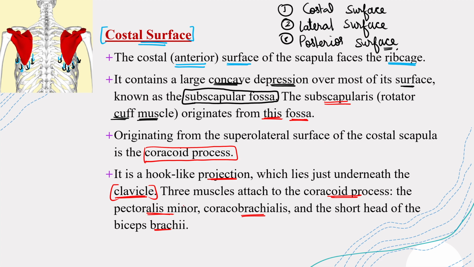These are the pectoralis minor, the coracobrachialis, and the short head of biceps brachii. These muscles have attachments here, and this process is known as the coracoid process. So in your costal surface, you have the subscapular fossa and the coracoid process. These are the areas which give muscle attachment. Your rotator muscles attach to the subscapular fossa, and different other muscles get attachment in the coracoid process. So this is your costal surface.